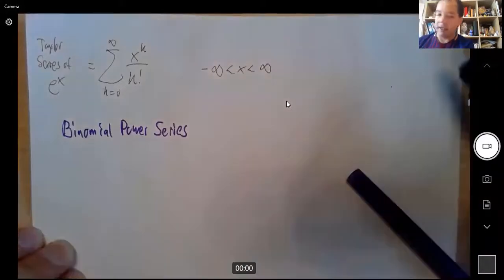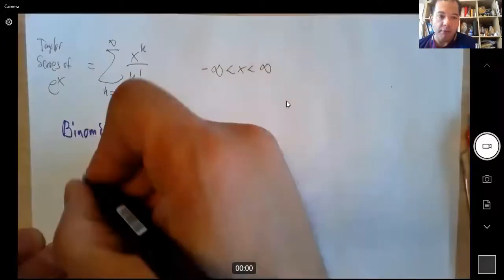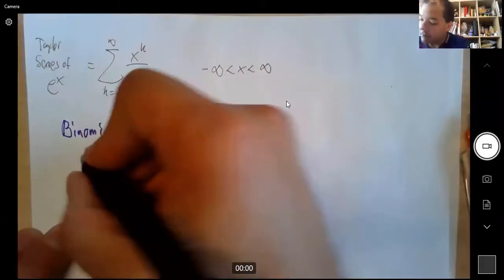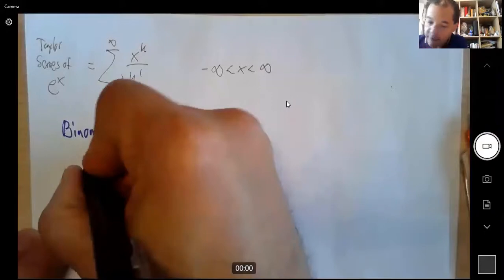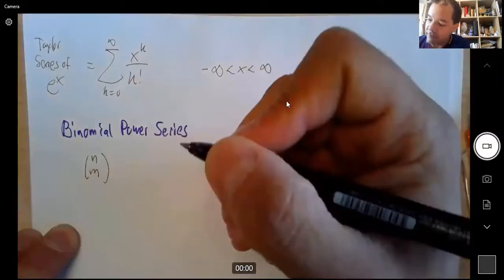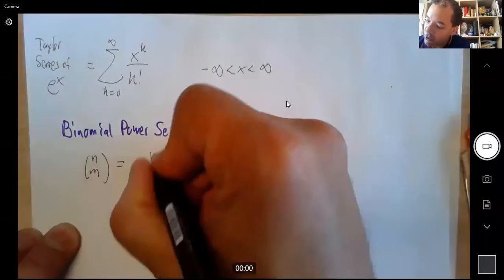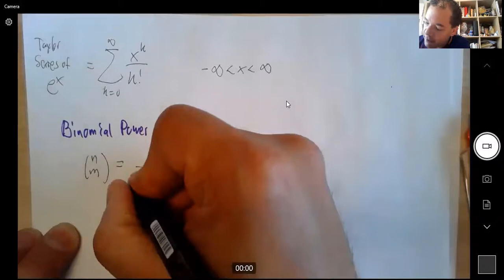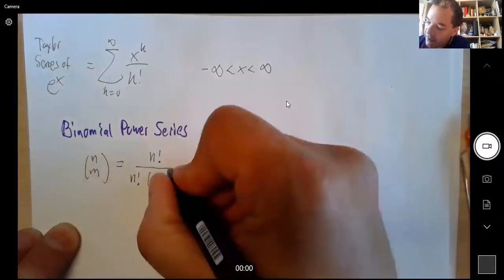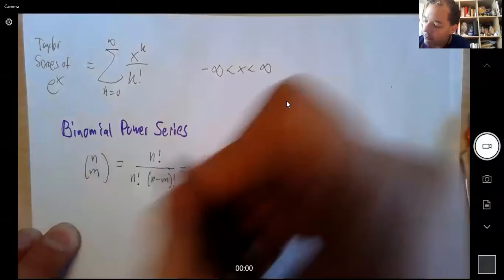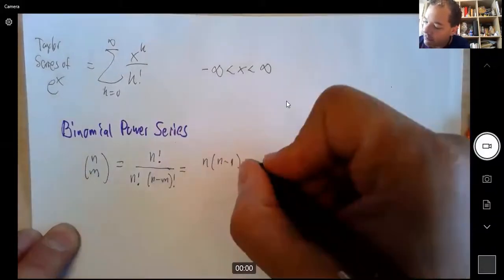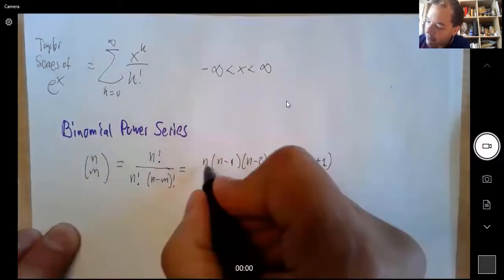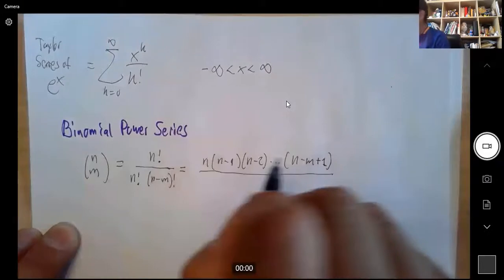those of you that have taken a little bit of counting, you may remember these numbers over here. Let me write them like this: n choose m, right? They're called binomial coefficients, and they're defined as n factorial divided by m factorial times n minus m factorial. Or, this is probably the better one to write here, n times n minus 1 times n minus 2 times, up to n minus m plus 1, divided by m factorial.